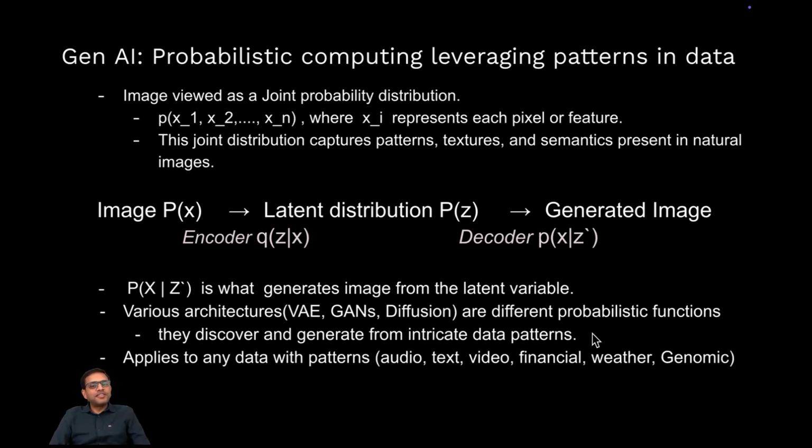So far we just talked about images, but probabilistic computing doesn't limit itself to images. It can apply to any data with patterns. It could apply to audio, text, video, obviously, financial data, weather-related analysis, or genomic analysis. So these are the three high-level, 10,000-foot-view perspectives to view generative AI. Thank you.